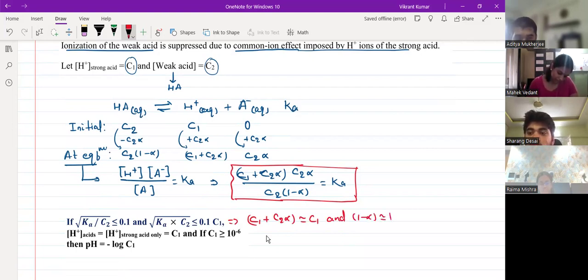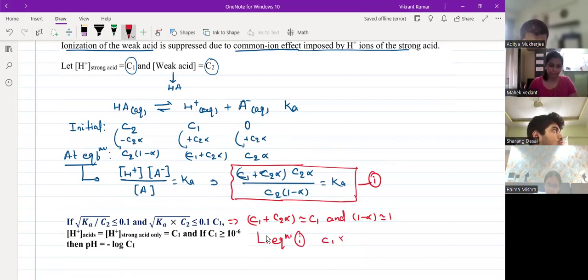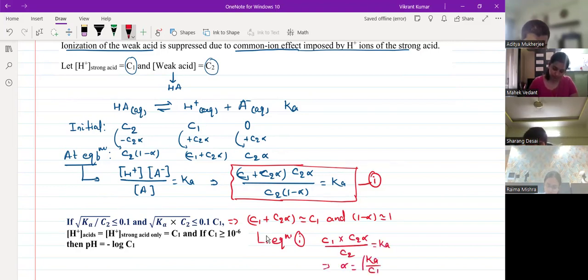And after solving that you can see that C1, in this condition, equation 1 will be written as simply C1 into C2 alpha upon C2 is giving you K, and from here alpha comes out. Alpha is simply Ka upon C1. So alpha also came out.